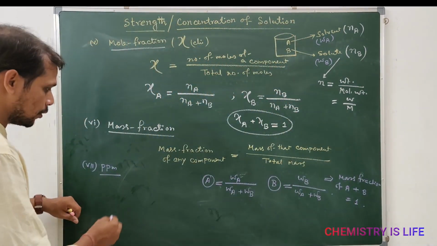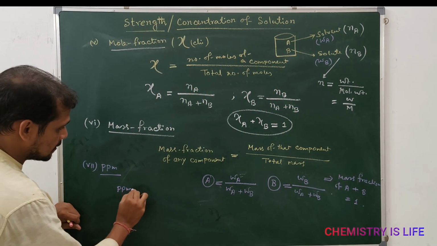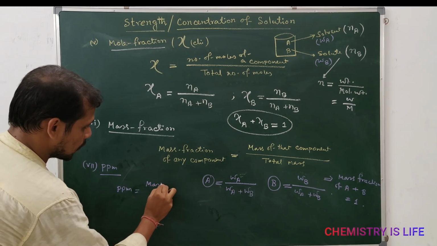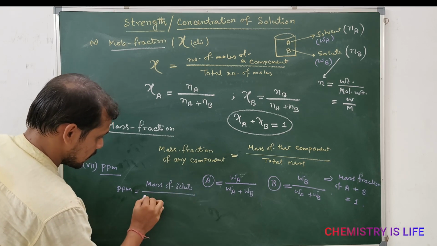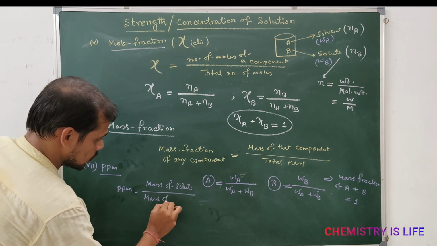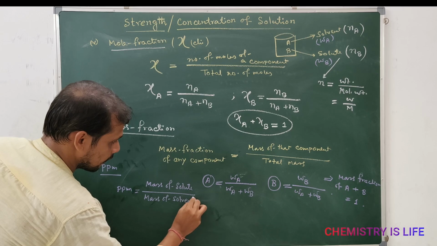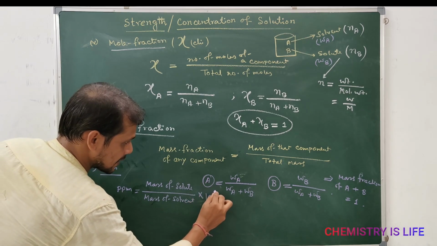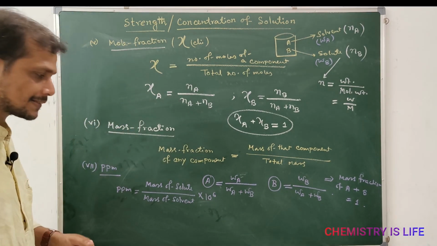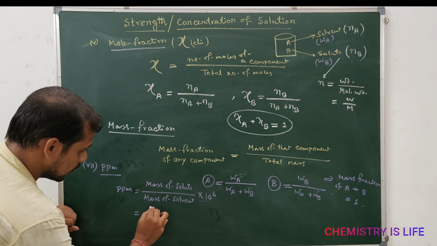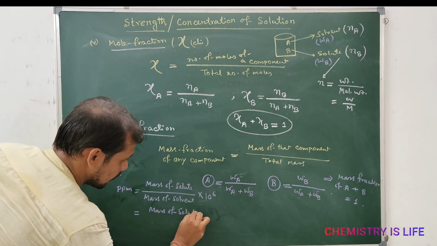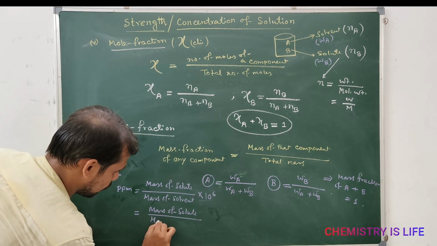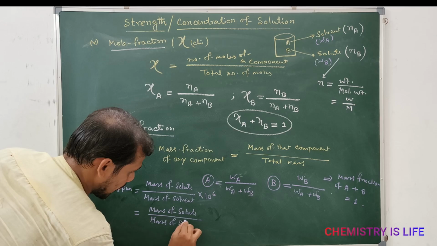So how is ppm calculated? ppm means mass of solute divided by mass of solvent into 10 to the power 6. 10 to the power 6 means 10 lakhs or 1 million. Or it can be written as mass of solute divided by mass of solution into 10 to the power 6.